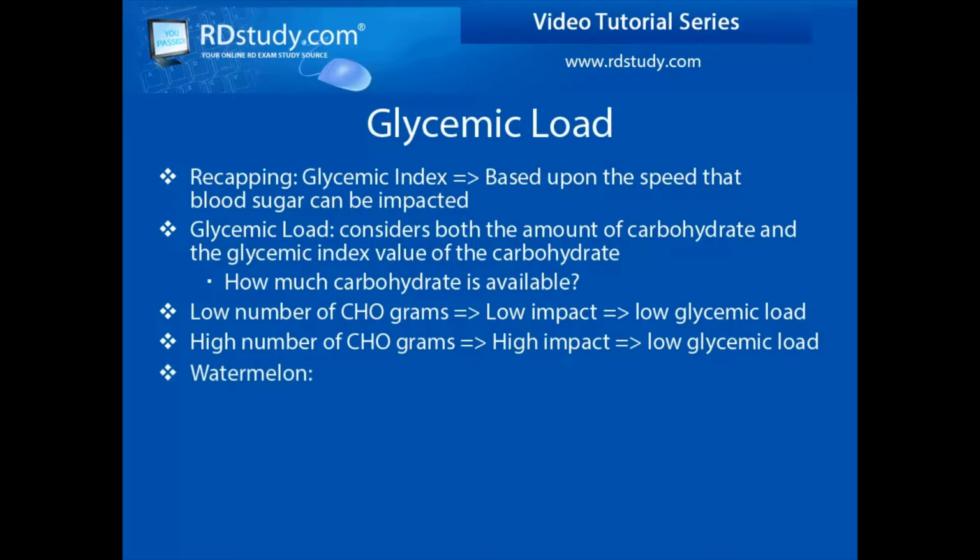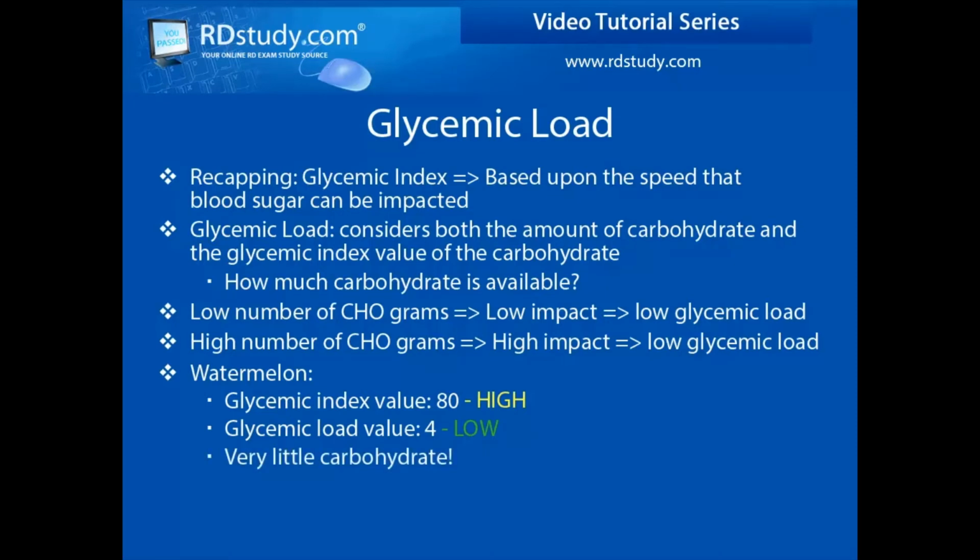Consider watermelon. Watermelon has a glycemic index of 80, which is considered high. But watermelon also has a glycemic load value of 4, which is low. So how is this possible? Watermelon is mostly water and has very little carbohydrate within a typical serving. So while the carbohydrate that is in watermelon is quickly digested and absorbed, the amount that is digested and absorbed is quite small, so its impact will also be small.